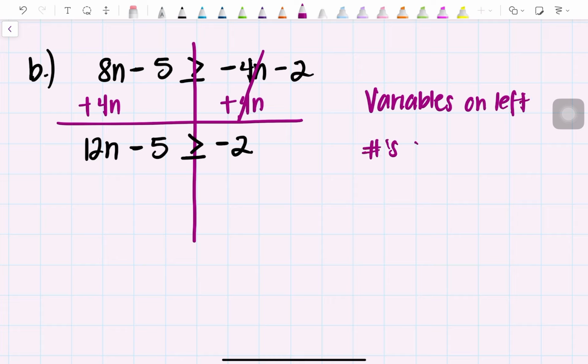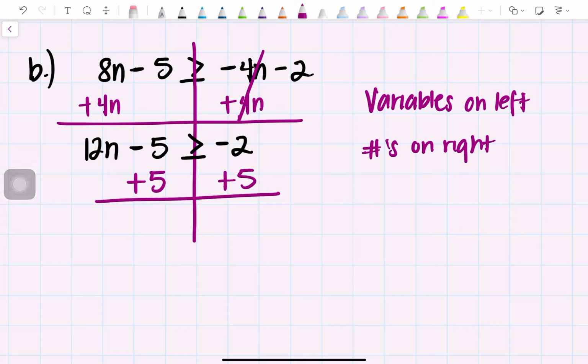So I'm going to move all my numbers to the right side, which means I have to move this 5 to the opposite side. I'm going to add 5 and add 5. That cancels out there, and I have 12n is greater than or equal to 3.